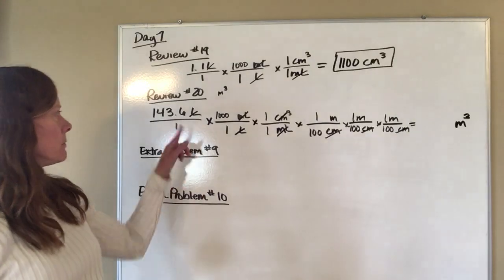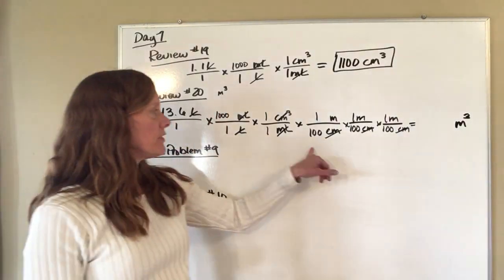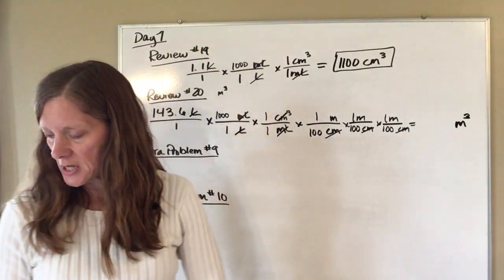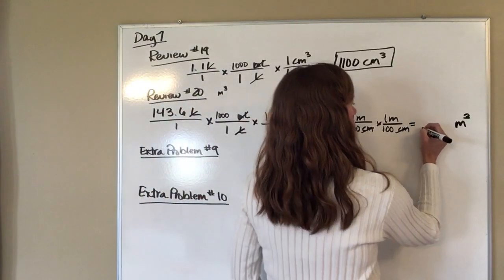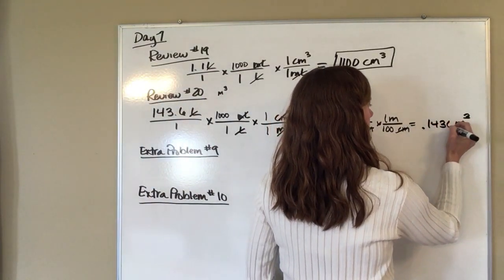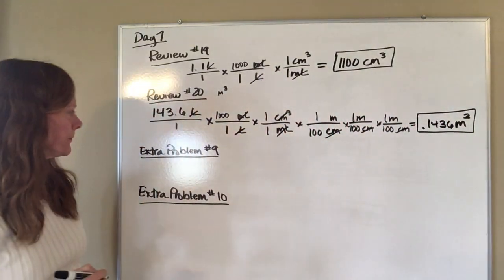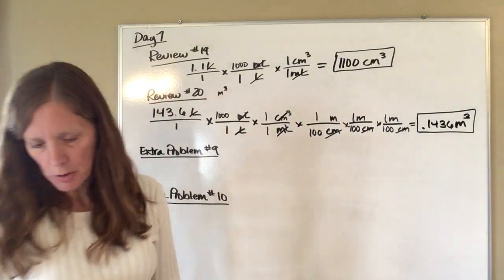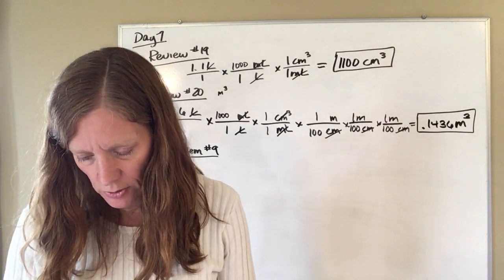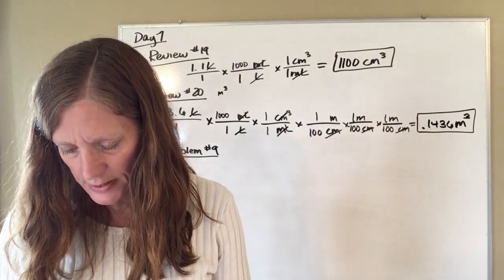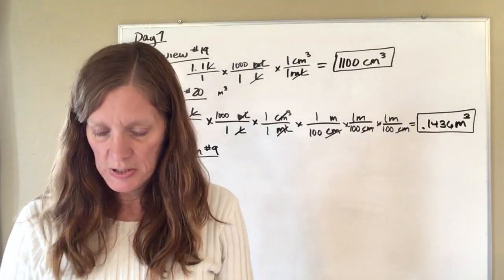And so really I'm multiplying by 1,000 and then dividing by 100 3 times, and that should give me an answer of 0.1436 cubic meters. Okay? Extra problem number 9. A container has a volume of 750 cubic centimeters. What is its volume in liters?